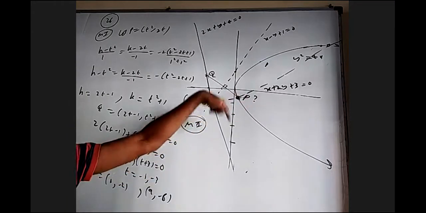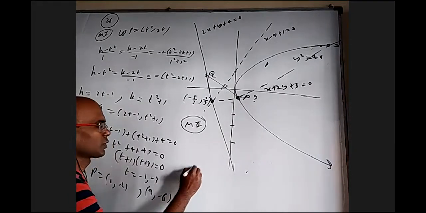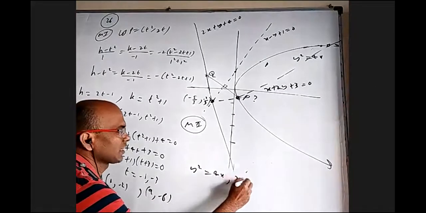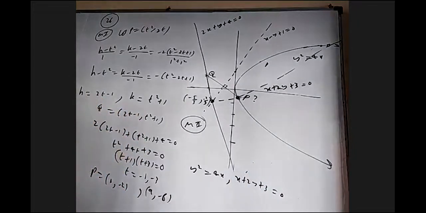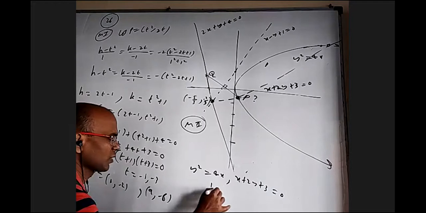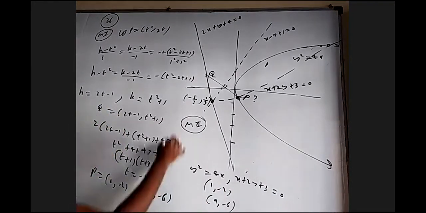Now solve that with the parabola and we will get the points directly. So y square equal to 4x and x plus 2y plus 3 equal to 0. If you solve these two, you'll get 2 points of intersection as 1 comma minus 2 and 9 comma minus 6. So that is method 2.